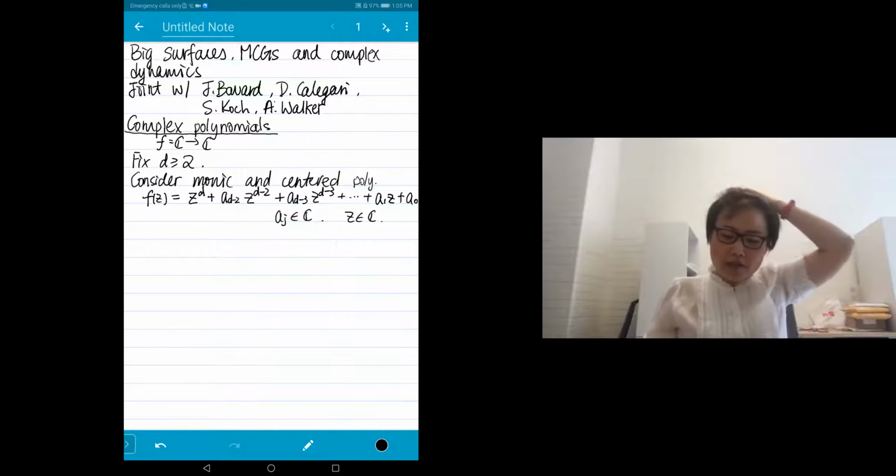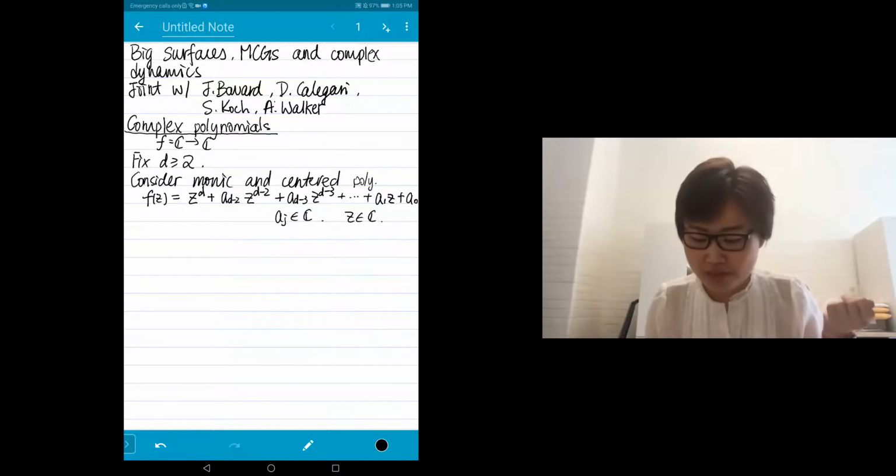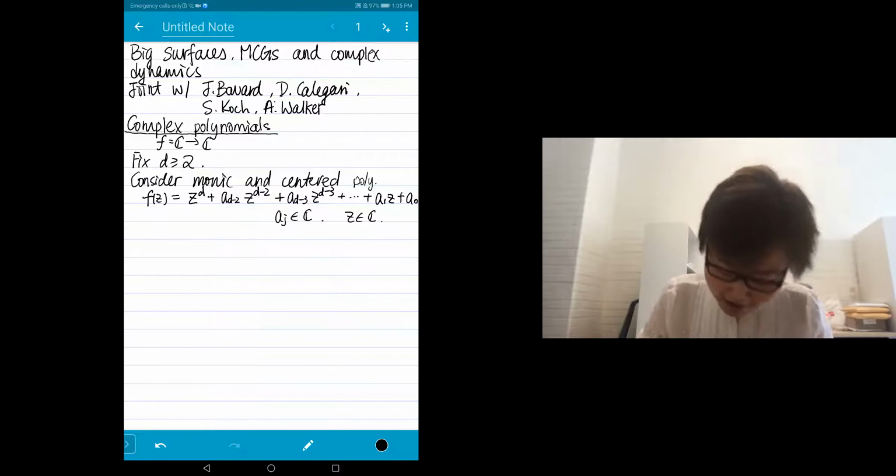Right. So basically, complex dynamics is a branch of mathematics which studies what happens to every point on the complex plane if you iterate this polynomial. Say I take a point z in the complex plane and apply f to z, and apply f to f of z. So I have this sequence z, f of z, and f of f of z, which I will denote by f squared of z. So f to the power of n just denotes composition.